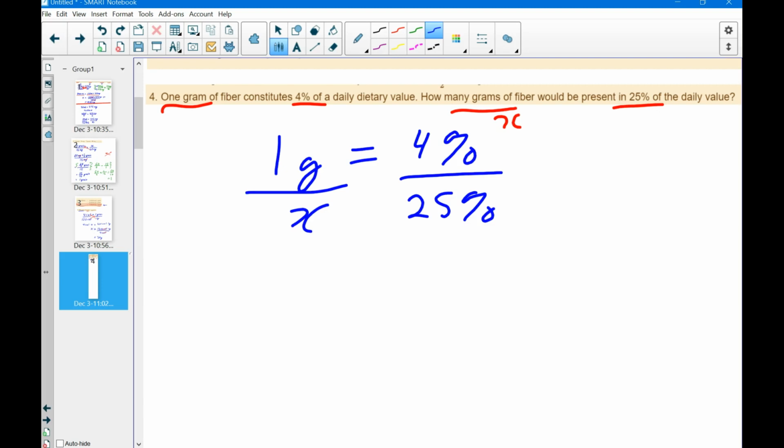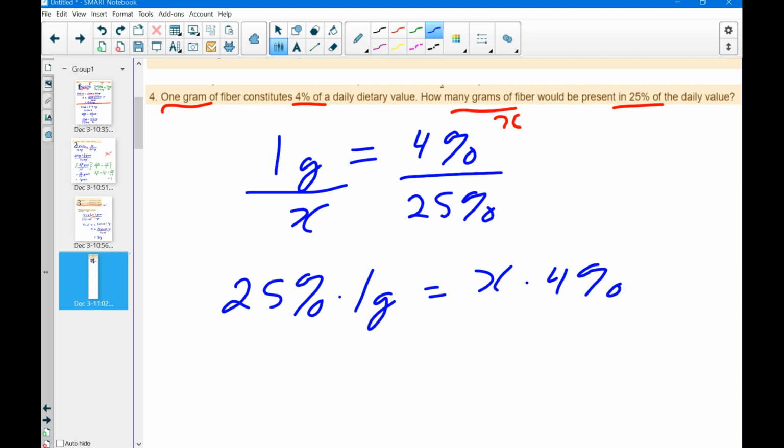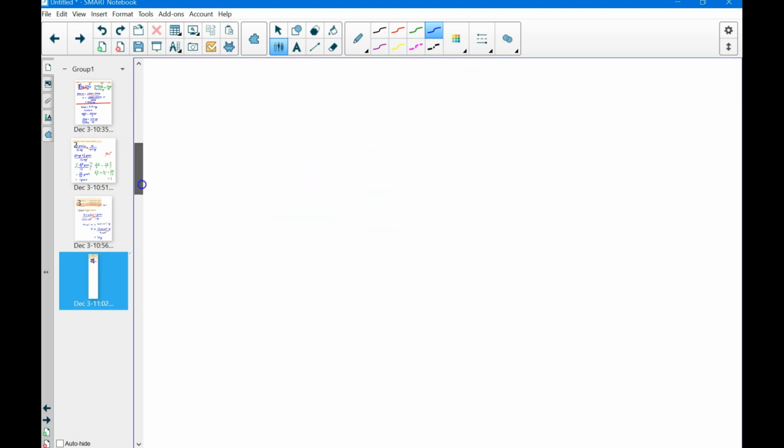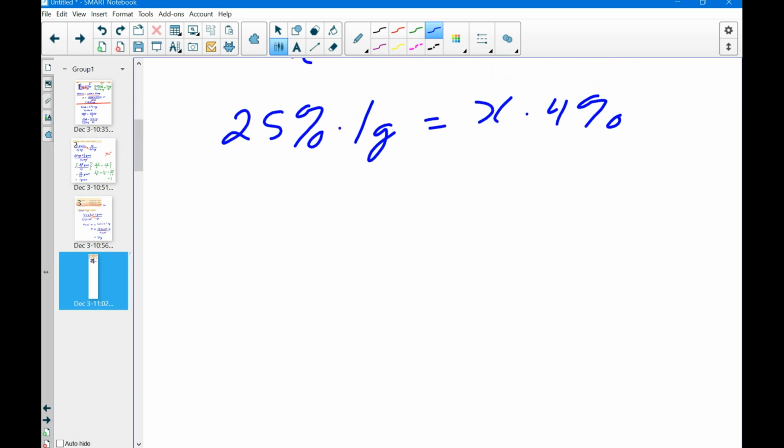We cross multiply. We have 25% times 1 gram equals x times 4%. So solving again, we're going to divide both sides by 4%. My x value, I know everybody hates the x on the right hand side, but we're going to leave it there just to get used to it.